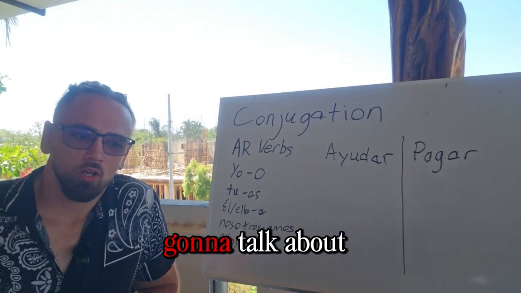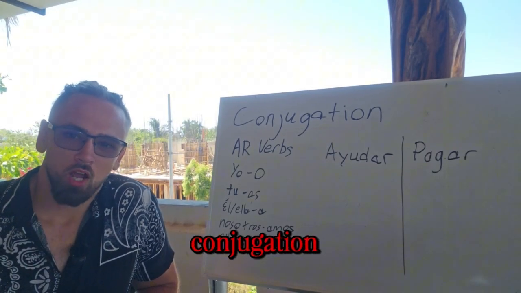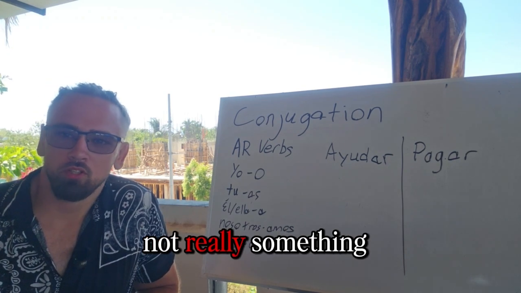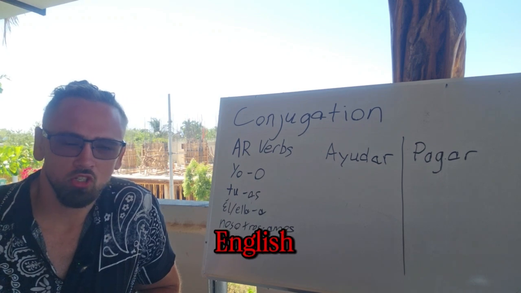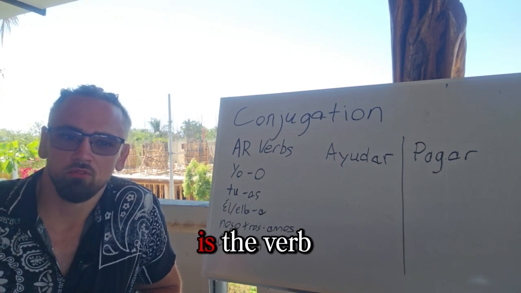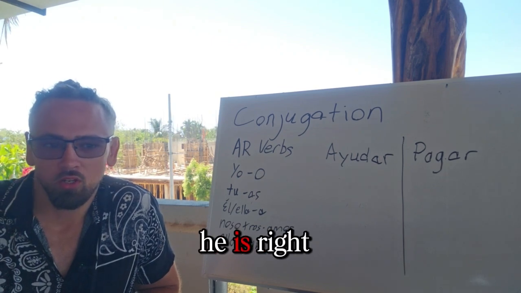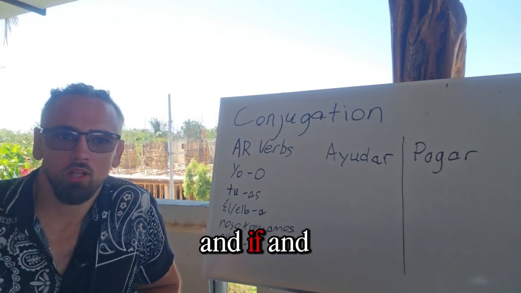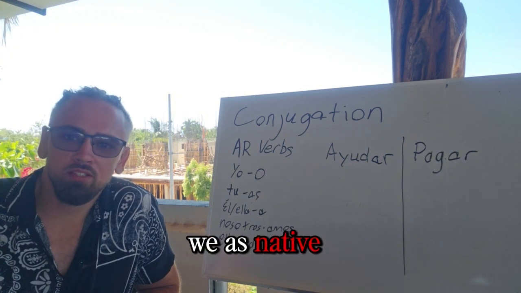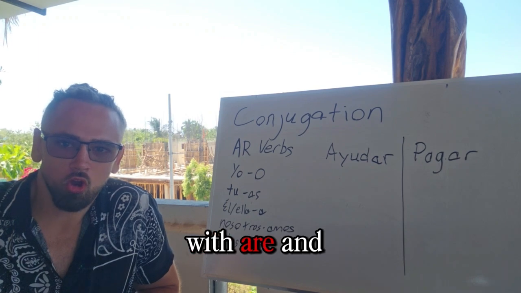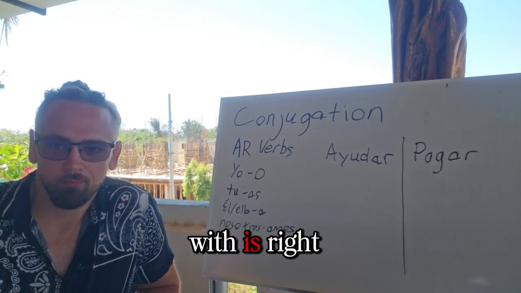So today we're gonna talk about the idea of conjugation when it comes to Spanish, right? Now, this is not really something we see a whole lot in English. The best example is the verb to be, where we get I am, you are, and he is, right? And we as native speakers know that I always goes with am, you always goes with are, and he always goes with is, right?